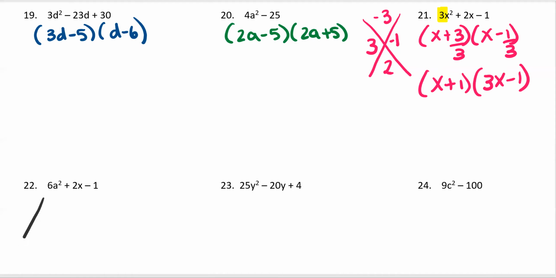Number 22, we need the factors of -6 that add to 2. You might notice here we have an a squared and an x. So let's just change that to an x. Factors of -6 that add to 2. Well, the only factors of 6 are 1 times 6, 2 times 3, and we are not going to be able to get a product of -6 and a sum of 2. Therefore, this one is prime.